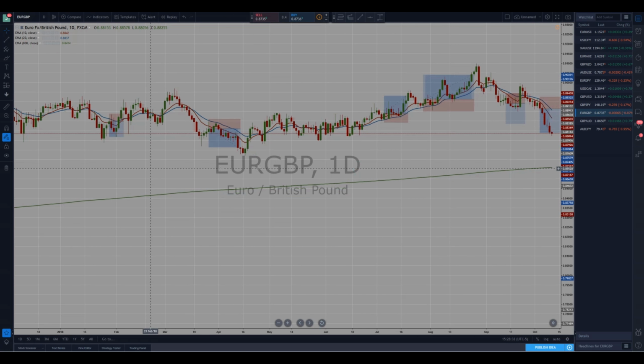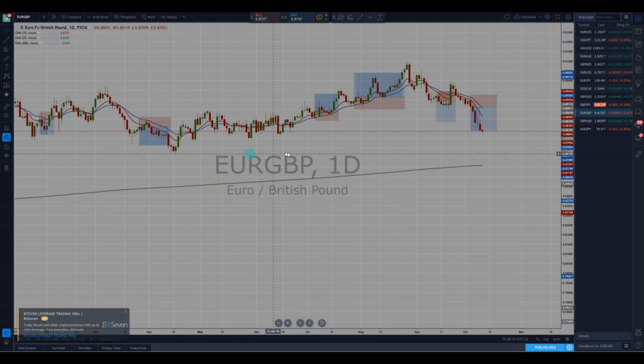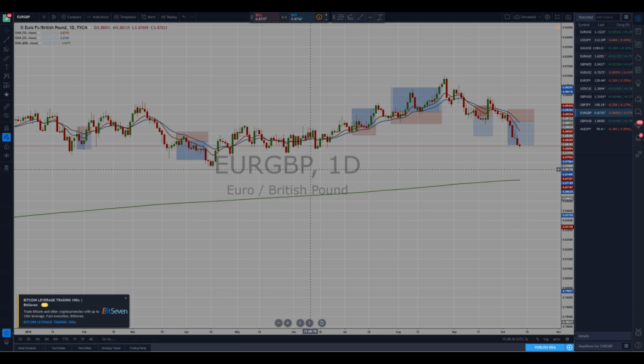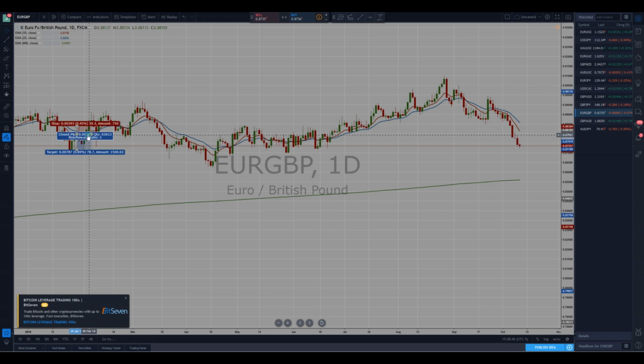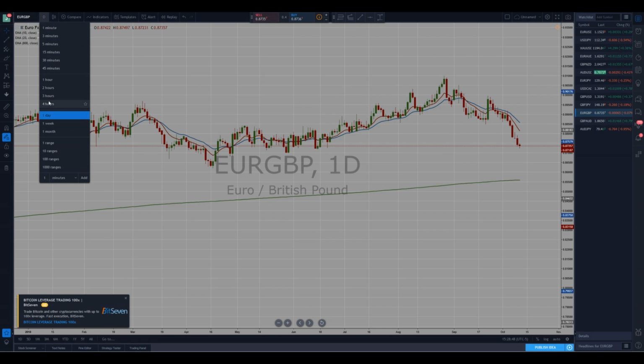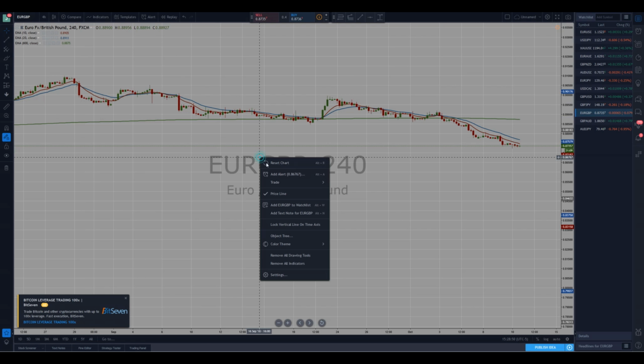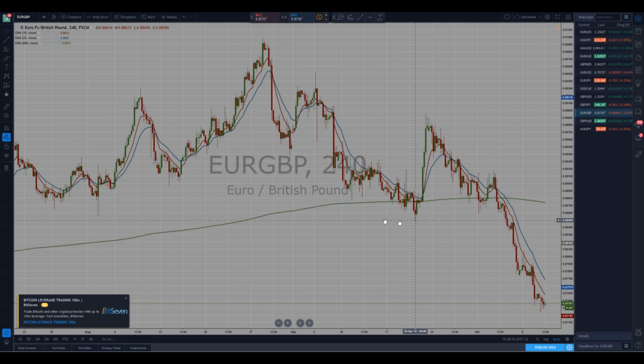Let's see here. Is that 5? No, it's more than 5. So there's some good opportunities with EG on the daily. Let's see here. Get rid of these and drop down to the 4-hour time frame. Reset this chart. All right.